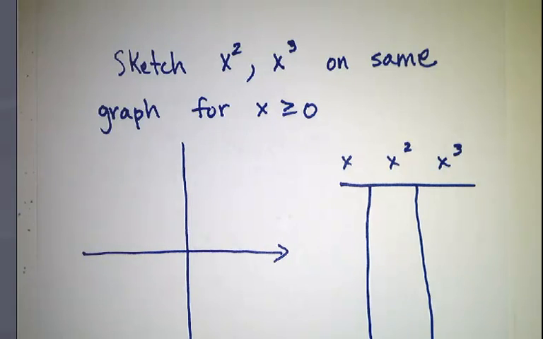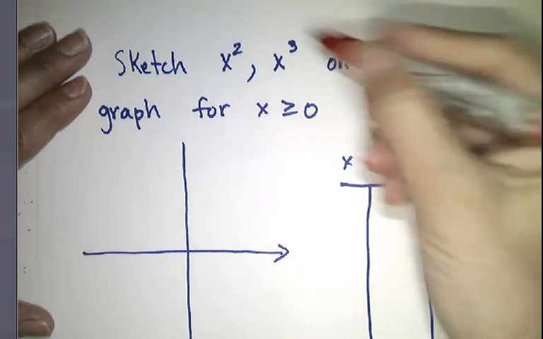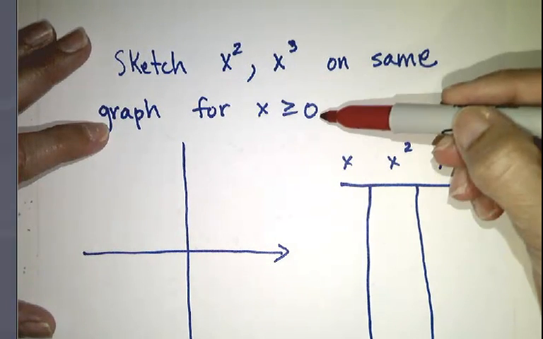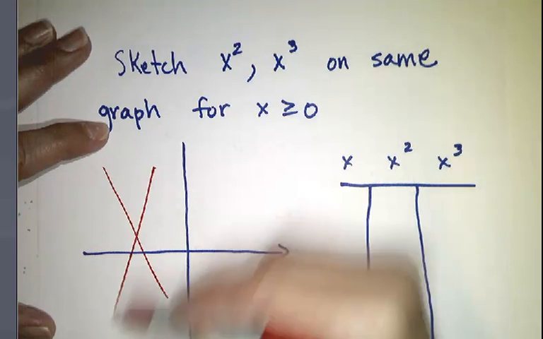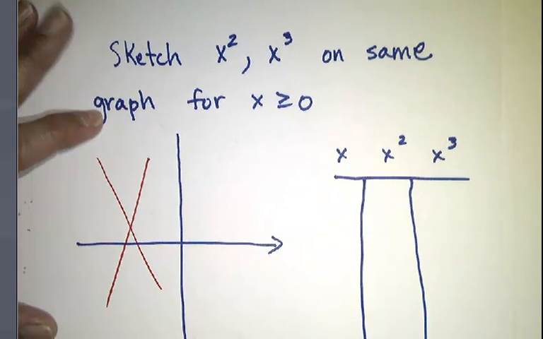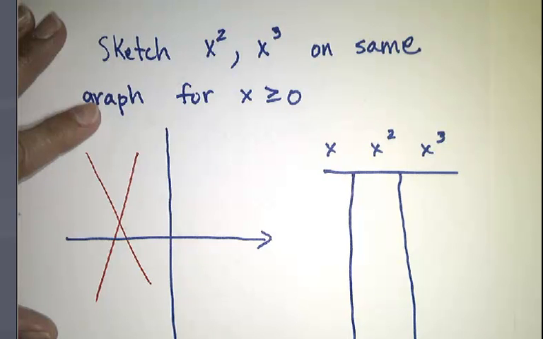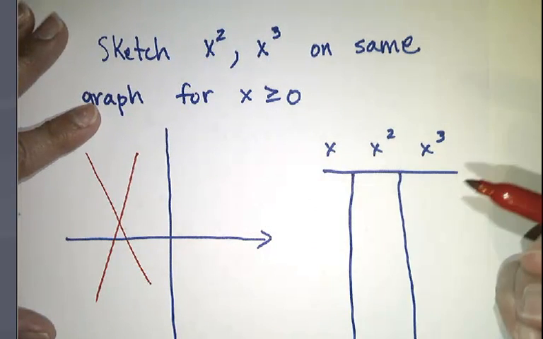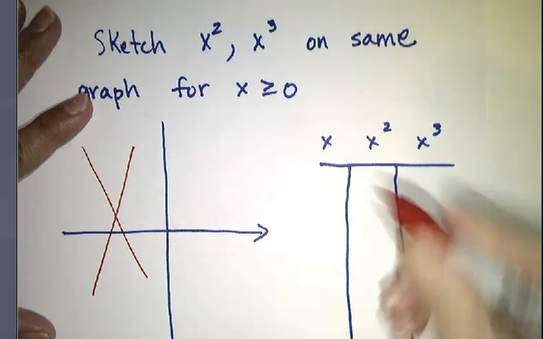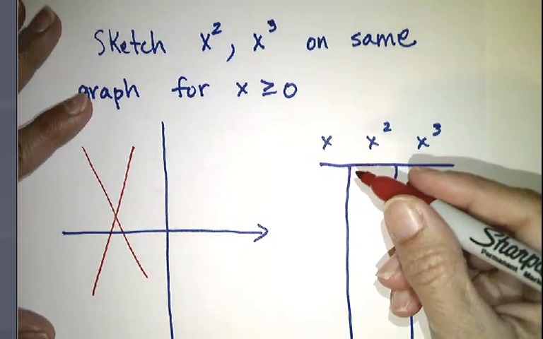Okay, let's now look at how different power functions compare to each other. So let's try to sketch x squared and x cubed on the same graph for x bigger than or equal to 0. That means we're going to ignore this side of the graph. All right, and we know the general shape of x squared and we know the general shape of x cubed, but we might not know how they sit relative to each other. So let's do what any good mathematician should do and plot some points.